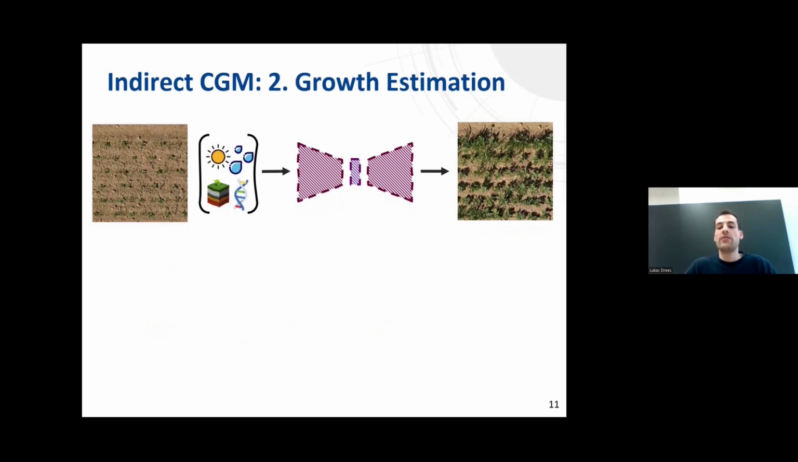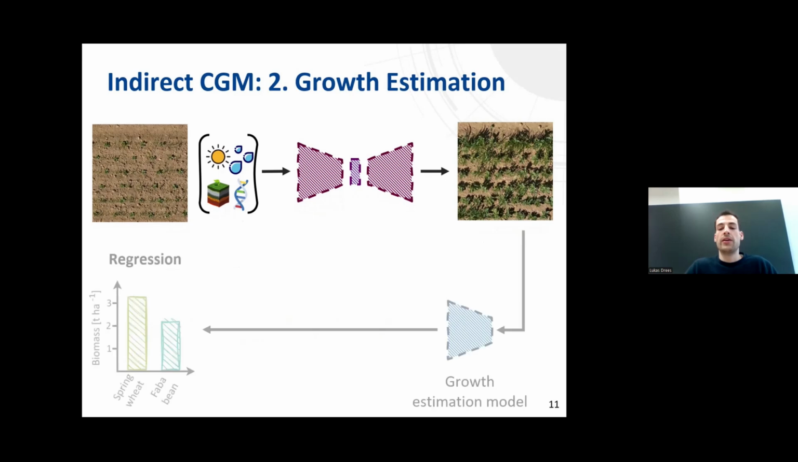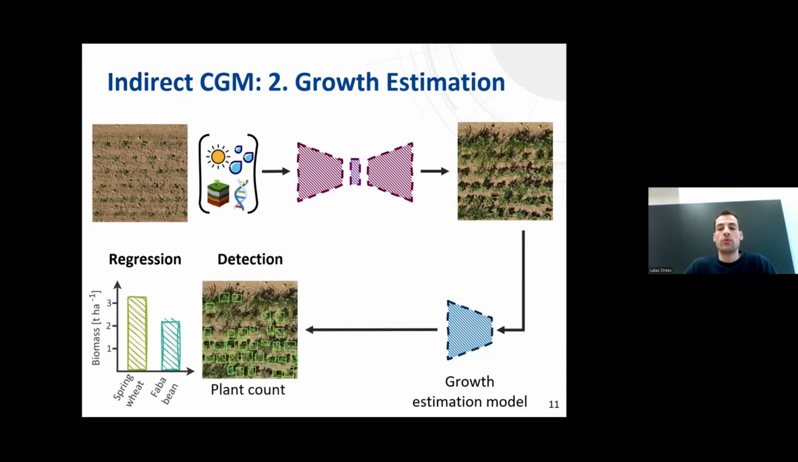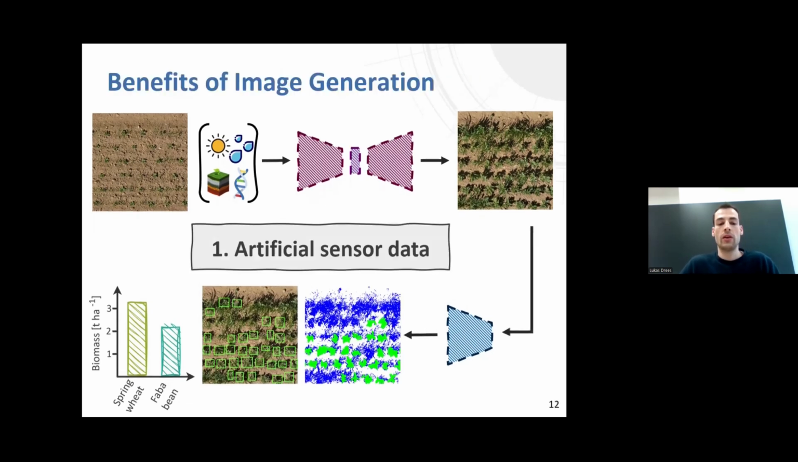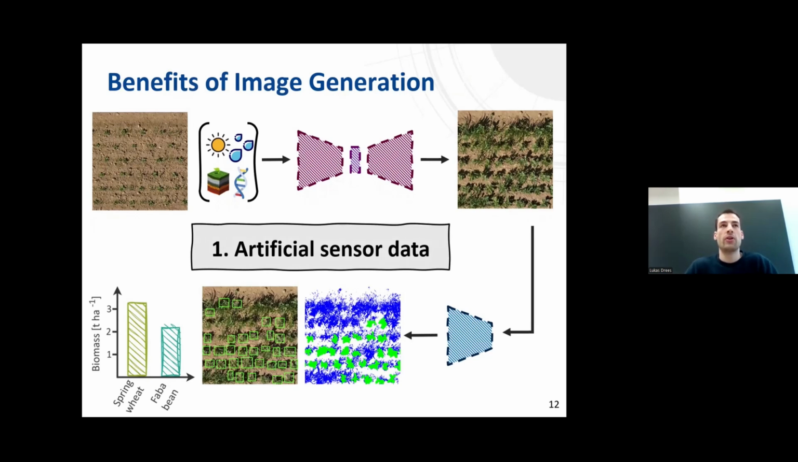And once you have this generated image, you can apply several other downstream tasks on this image in a second so-called growth estimation step. You can try to estimate the biomass again, but you can also perform, for example, a detection algorithm to count the bean plants, or a segmentation model to get information about the leaf area. And this is already one of the main advantages of indirect crop growth modeling over direct crop growth modeling. So the generated image can be considered as artificial sensor data of the future above ground phenotype, and thus can be flexibly used for different tasks.